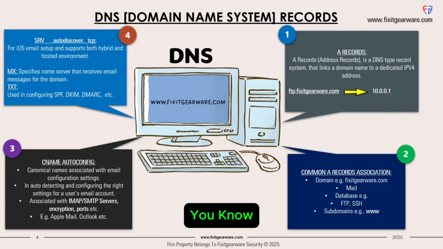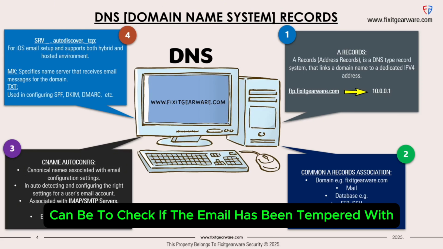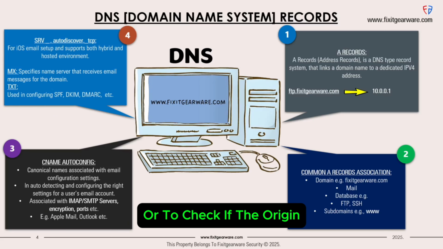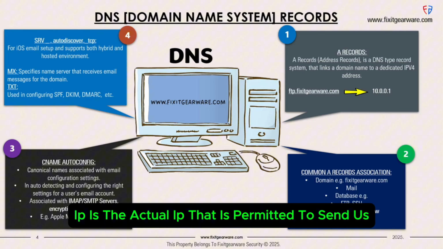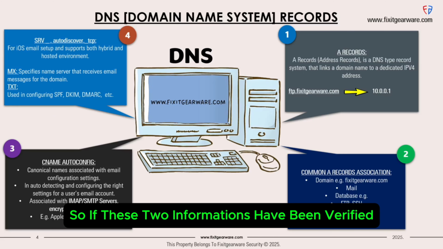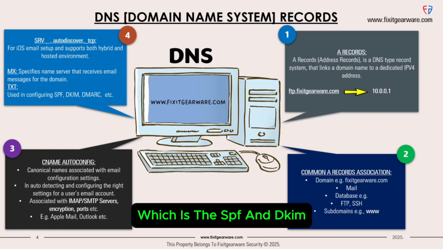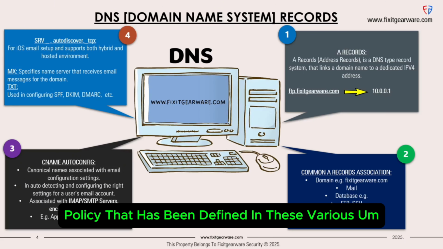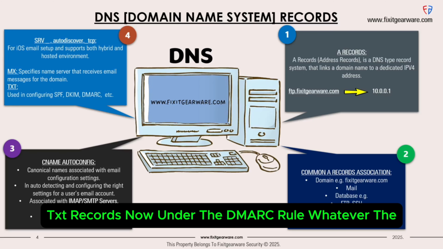So those checks can be to check if the email has been tampered with, here we're talking about DKIM, or to check if the origin IP is the actual IP that is permitted to send us email messages. So if these two pieces of information have been verified, which is the SPF and DKIM, and it discovers that they do not meet the security rules or policy that has been defined in these various TXT records.